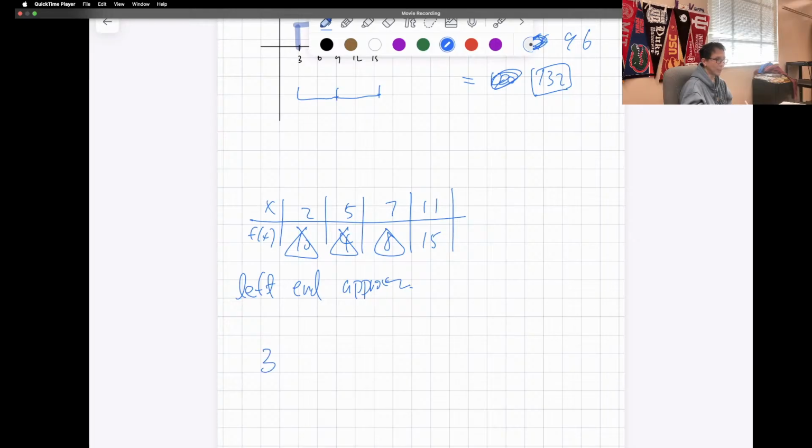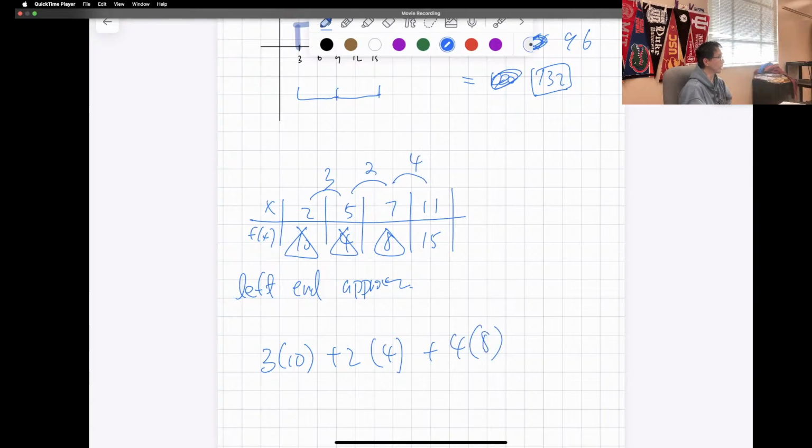So the first rectangle is going to be the space of 3 times 10. Does that make sense? The second space is what? 2, not 3 anymore. So pay attention to the interval. So this is 2 times 4. What's the third space? 4, so it'll be 4 times 8. And there we go, you're done. You just did the left-hand approximation.